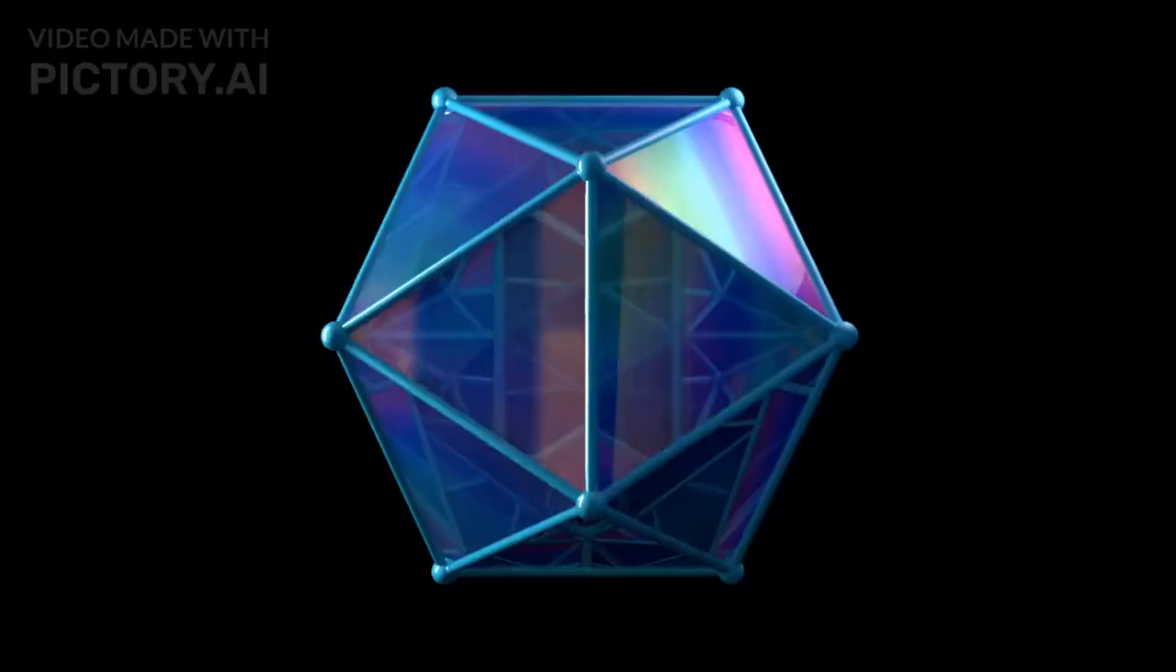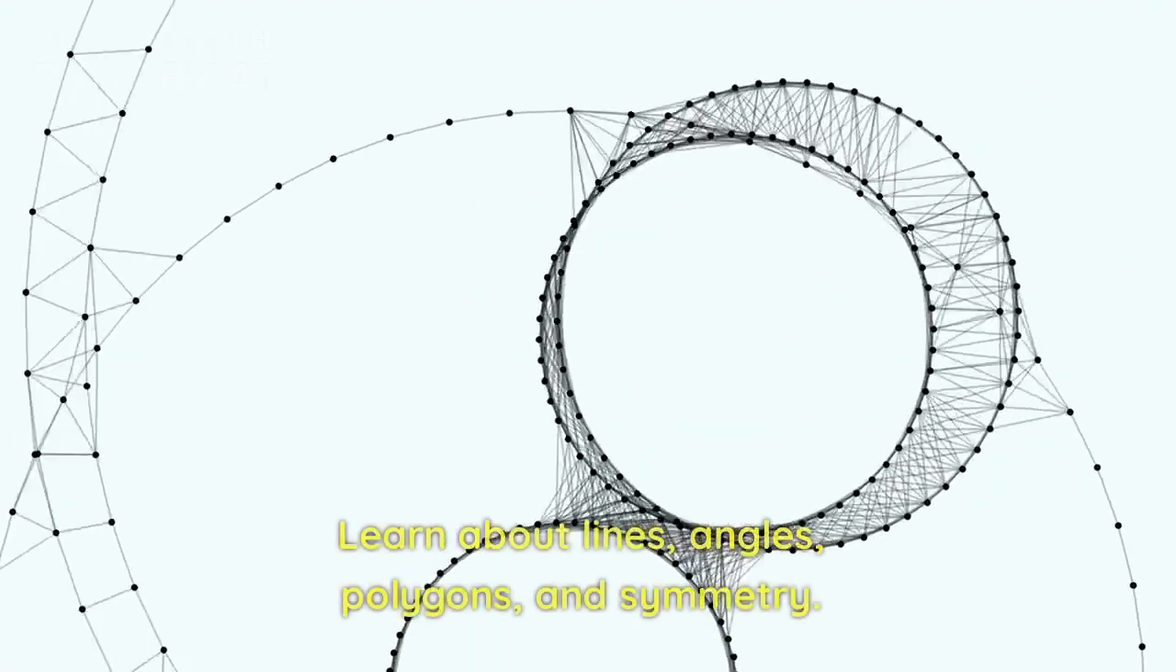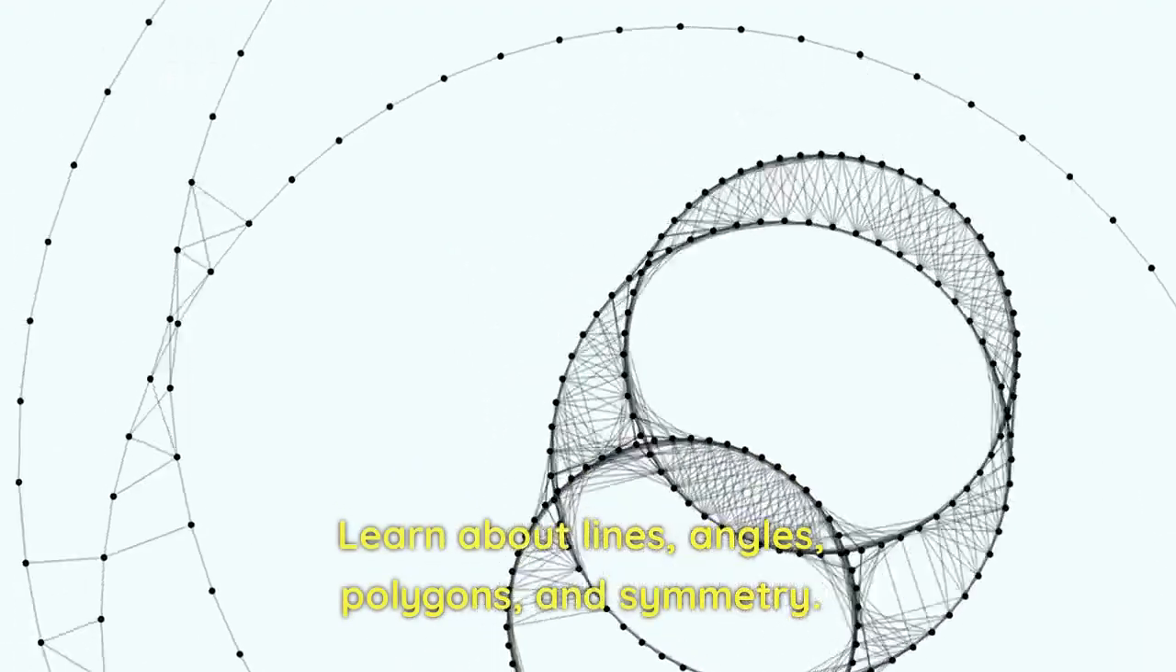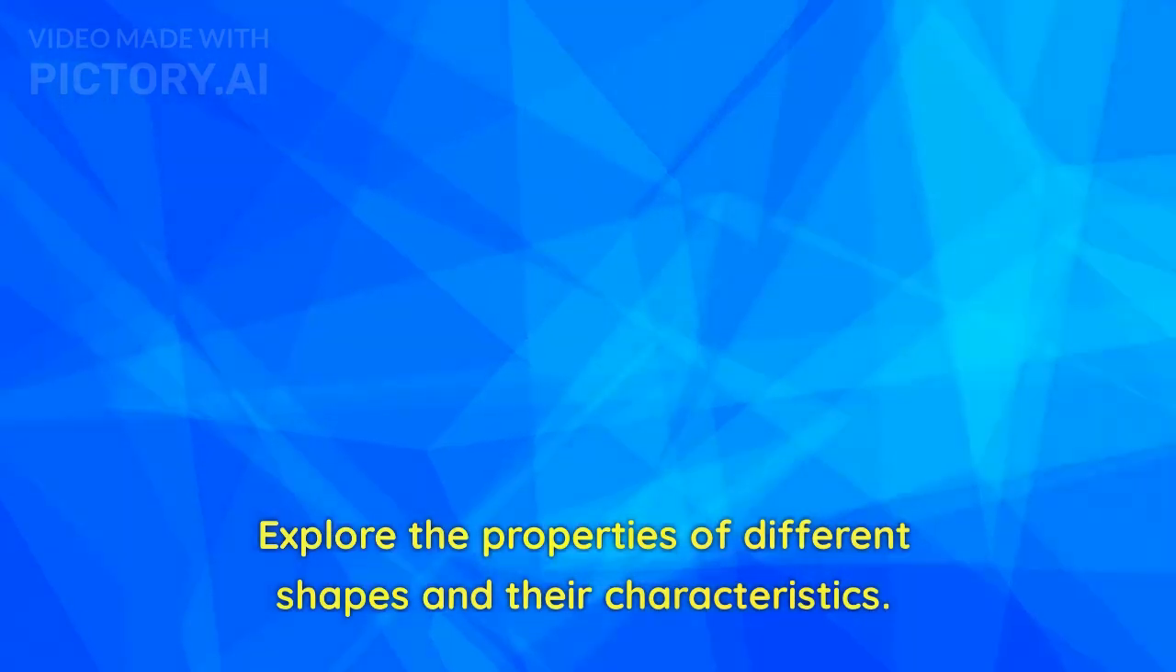Geometric shapes. Tip number 8. Understand geometry basics. Learn about lines, angles, polygons, and symmetry. Explore the properties of different shapes and their characteristics.